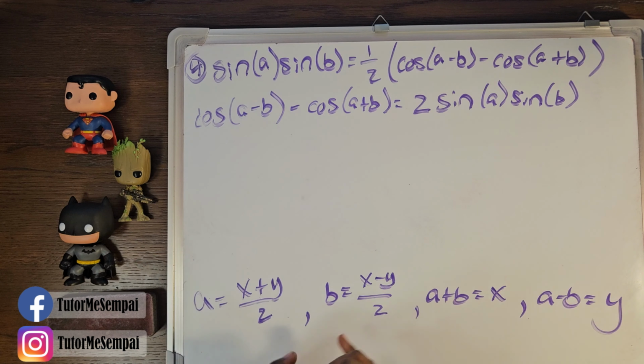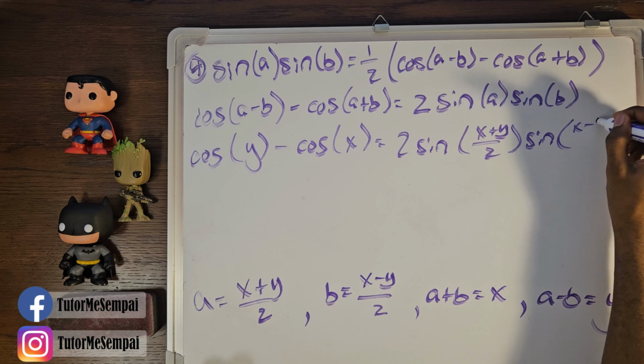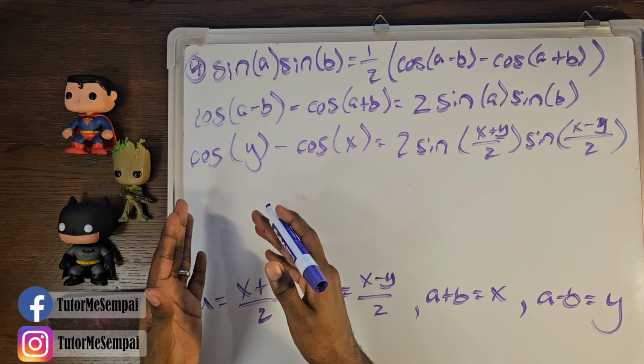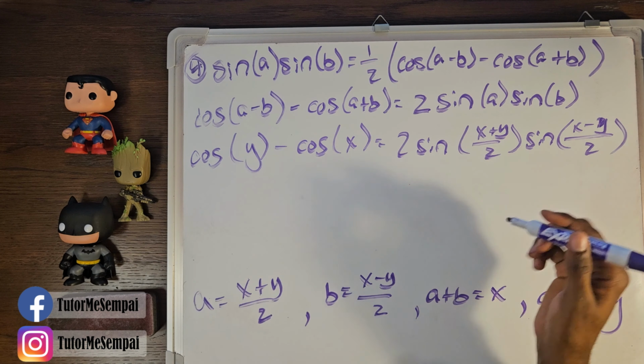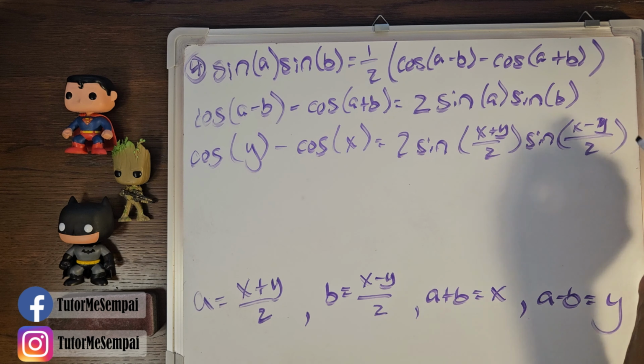Now once we have this, let's plug in all of our values and see what we get. Now you could stop here and this would be perfectly fine. You have cosine of Y minus cosine of X equals 2 times sine of X plus Y over 2 times sine of X minus Y over 2.